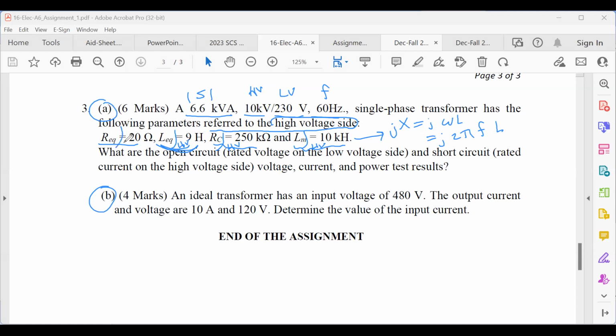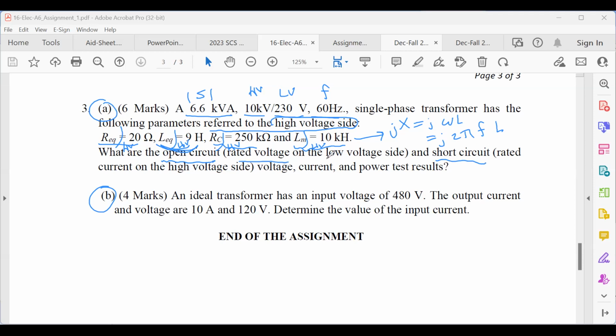If you want to draw them, draw them in one circuit, referred to the high voltage. If you want to go to the low voltage, you have to multiply them by A squared or divide by A squared. So you have to use the referring. They ask about the open circuit. What is the open circuit? Okay. And the short circuit.